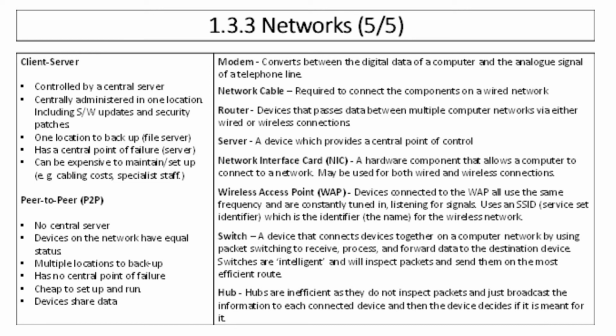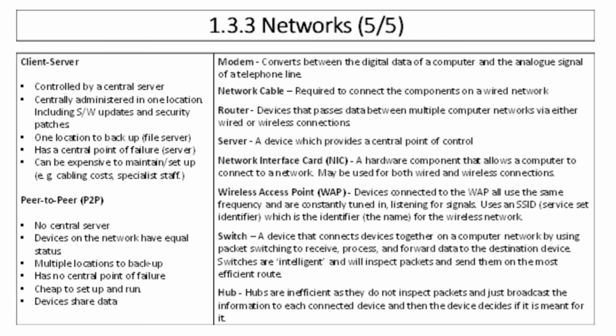The modem converts between the digital data of a computer and the analog signals of a telephone line. The network cable is required to connect the components on a wired network. A router, a device that passes data between multiple computer networks via either wired or wireless connections. A server, a device which provides a central point of control. Network interface cards, NICs, a hardware component that allows a computer to connect to a network, for both wired and wireless connections.